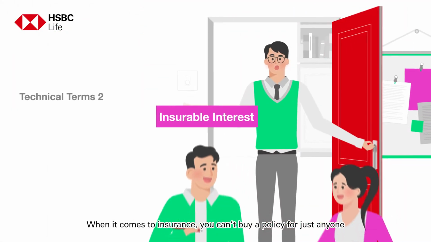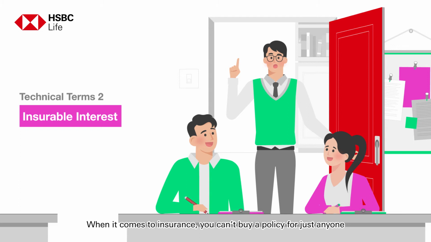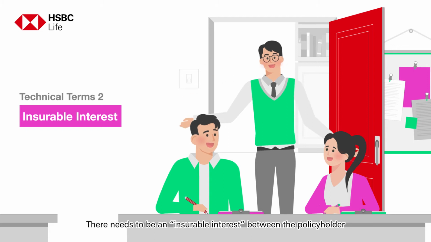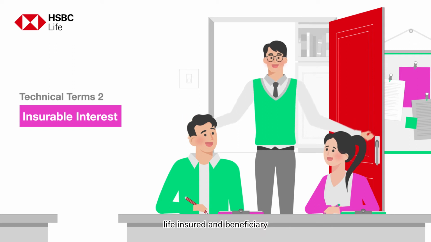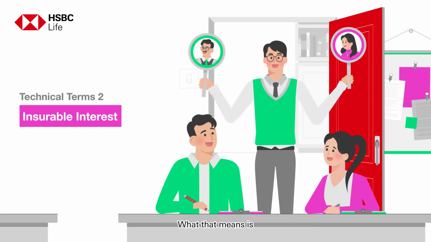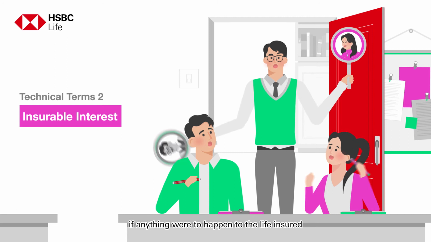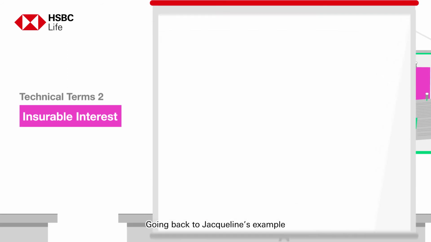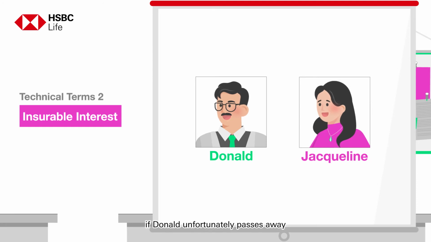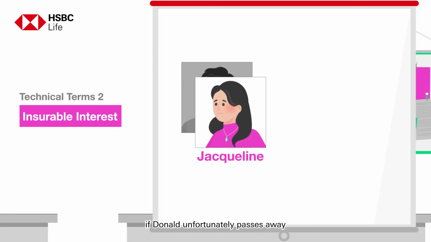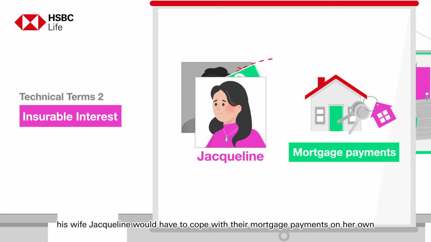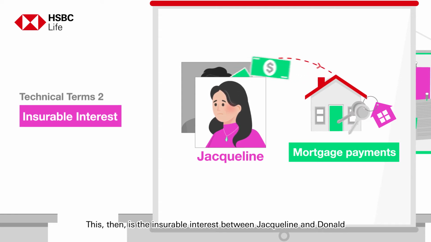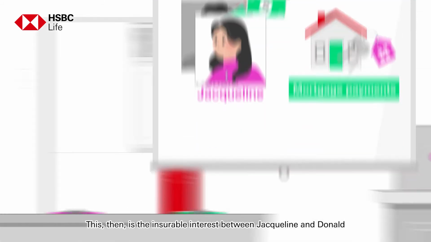When it comes to insurance, you can't buy a policy for just anyone. There needs to be an insurable interest between the policyholder, life insured, and beneficiary. What that means is, if anything were to happen to the life insured, it would have a financial impact on the beneficiary. Going back to Jacqueline's example, if Donald unfortunately passes away, his wife Jacqueline would have to cope with the mortgage payments on her own. This, then, is the insurable interest between Jacqueline and Donald.